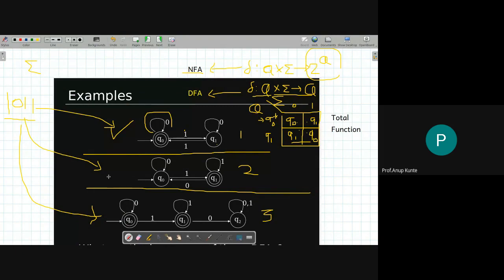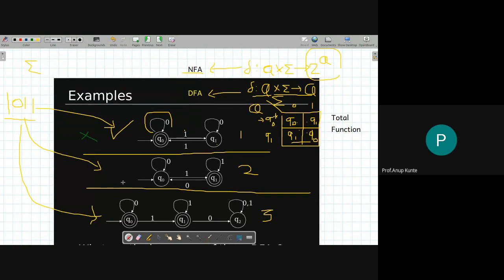1011, I gave it to the first device, so let us see what happens. So 1 input will take me into Q1. Second input, which is 0, will place me in Q1. Then again 1 takes me to Q0, and a 1 takes me back to Q1. So what this device ends up in is Q1 state. Q1 state is non-final for this particular DFA. So it says that this input is not accepted. Okay, this will be the answer.